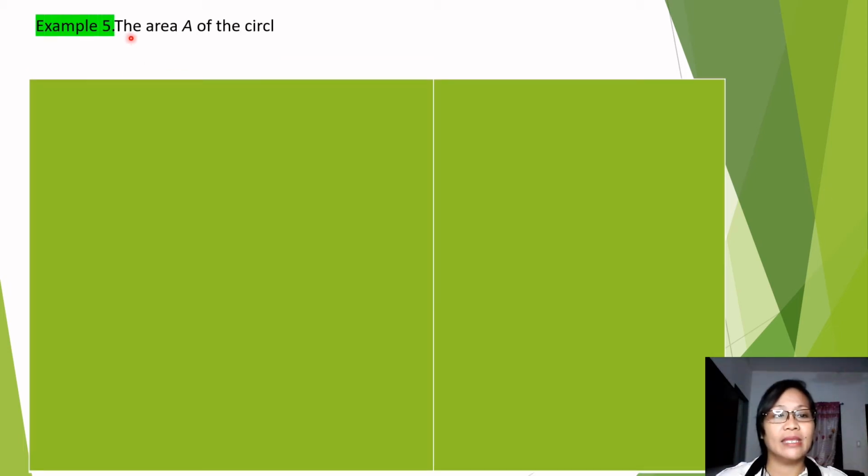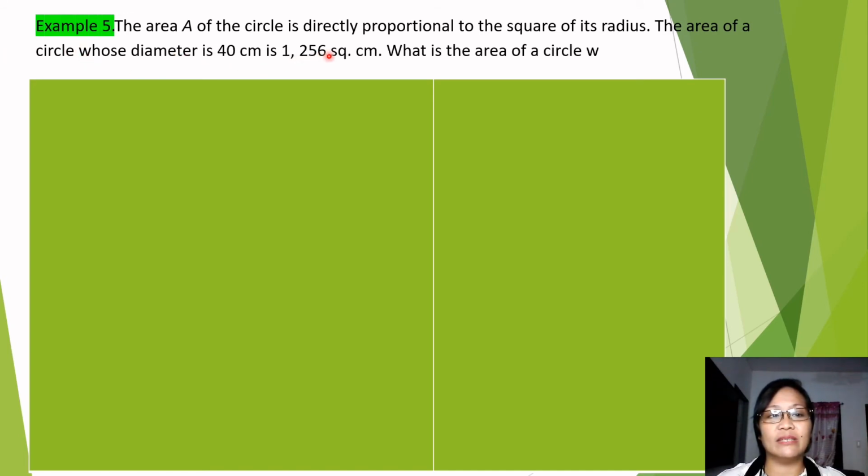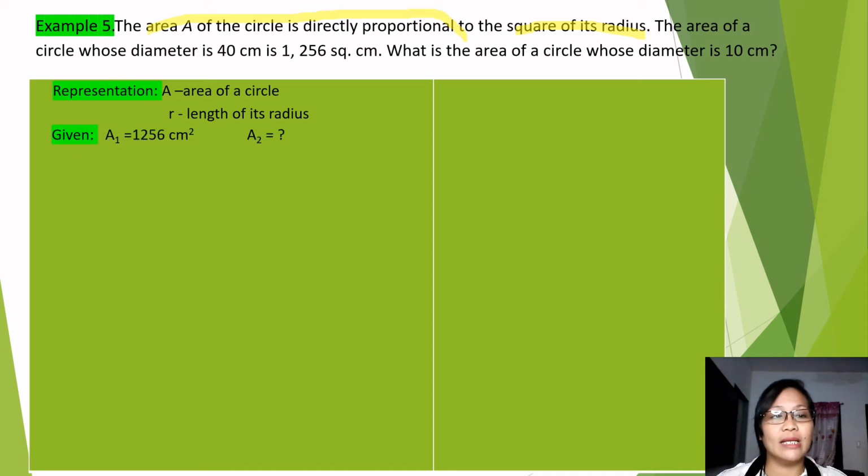Example number 5. The area A of a circle is directly proportional to the square of its radius. The area of a circle whose diameter is 40 centimeters is 1,256 square centimeters. What is the area of the circle whose diameter is 10 centimeters? Representation: A is equal to the area of the circle, and R is the radius of the circle. Next, given A sub 1 is equal to 1,256 square centimeters and A sub 2 is the unknown.